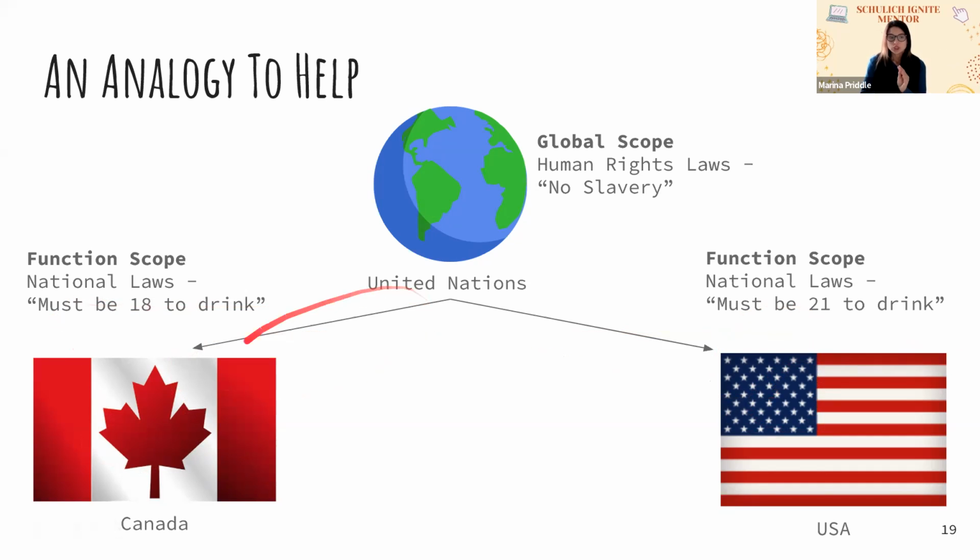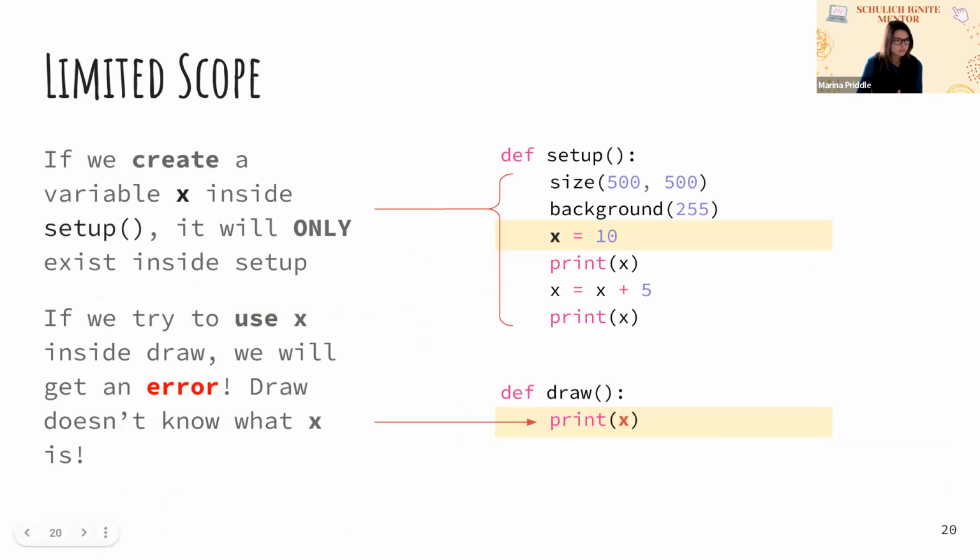So if you're allowed to purchase alcohol in Alberta with your ID, think about your ID as your variable. And you go to the United States, it is not going to allow that because their laws are different. So Canada is one function and your ID will work there, but the United States is a different function and your ID will not work there. Or, it will work, but not for a specific purpose, such as purchasing alcohol, okay? So does that make sense? Does that explain the difference between global and inside functions?